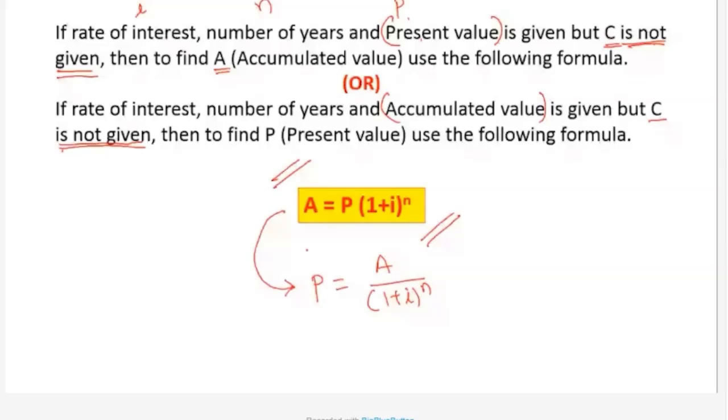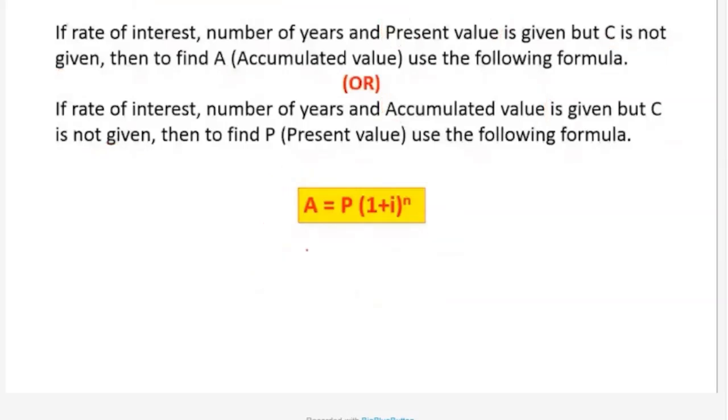But I'm not making 8 formulas. I'm saying only 7 formulas. Without C, C is not given. A single amount is given. C is what? Annuity amount. The annuity amount is per year. That is not given. Then this formula is to be used. You will require this in the next question.